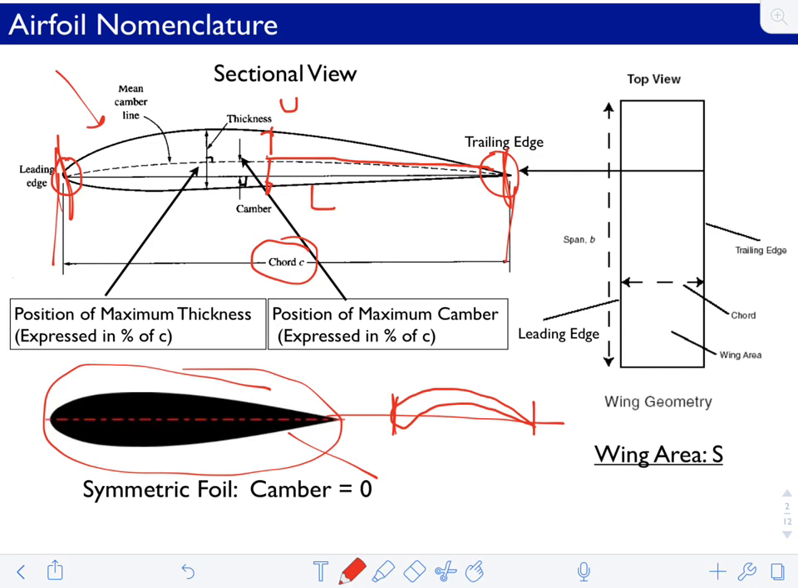Symmetric foils are not commonly used in aircraft. We'll see why. You do see these in some cases. A classic example of this is a sailboat keel. When a sailboat is sailing, you have little wings, which are the sails. The sails generate significant side force along with some forward force. That side force has to be counteracted, and is counteracted by a keel, which is actually under the hull.